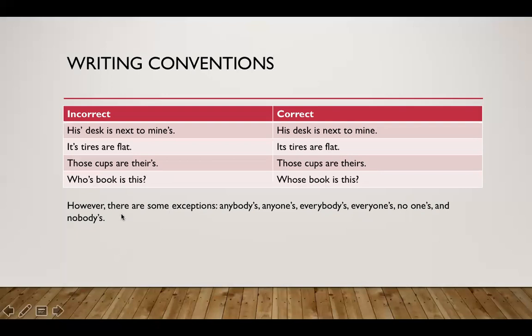However, there are some exceptions. Of course, there's always exceptions because the English language is probably the most difficult language in the entire world to learn, and has many exceptions to the rules. So here are the exceptions. Anybody's, anyone's, everybody's, everyone's, no one's, and nobody's. All of those require an apostrophe S.